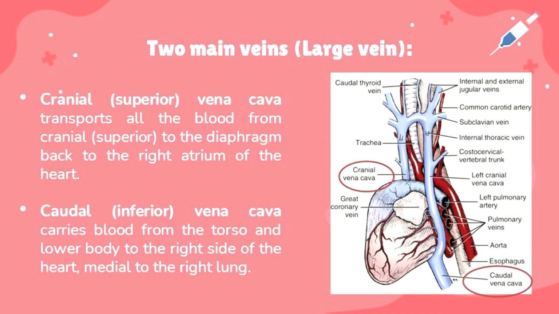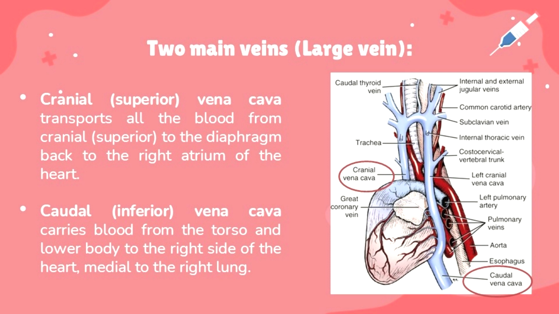So two main veins are large veins. Cranial superior vena cava transports all the blood from cranial superior to the diaphragm back to the right atrium of the heart. It begins where the two brachiocephalic veins join in the cranial superior thoracic region. So the next naman is the caudal inferior vena cava.